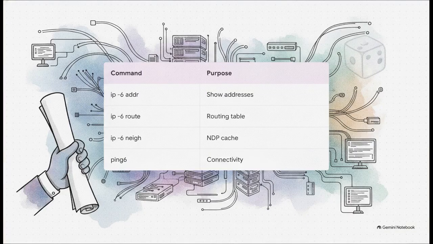So, to actually operate in this new environment, you're going to need the right tools. Translating your basic IPv4 commands to their IPv6 counterparts across Linux, Windows, and Cisco is absolutely essential. You'll want to get very comfortable with ip -6 addr to show all those multiple addresses we literally just talked about. You'll also need ip -6 route for your routing table and ip -6 neigh, which officially replaces your old ARP cache with the new NDP cache, and of course, ping6 for your base connectivity tests. You really want to keep these commands right in your back pocket.